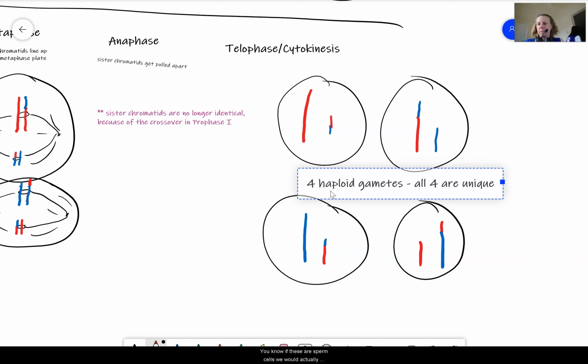So now if these are sperm cells, we would actually generate 4 unique separate sperm cells. If these were egg cells, only one of these would be the egg, and the other 3 cells would be helper cells that wouldn't be fertilized in order to make the offspring, but they would sort of accompany the egg, at least initially, and would not be fertilized. So only one of these 4 would be that egg cell.